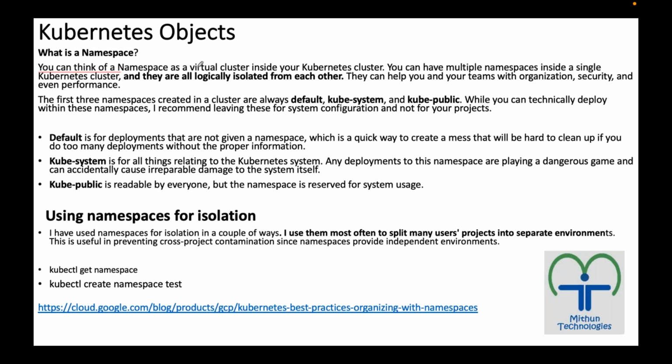So in Kubernetes, there is a concept called namespace. You can think of a namespace as a virtual cluster inside your Kubernetes cluster. Kind of like folders, a logical grouping. You can have multiple namespaces inside a single Kubernetes cluster. They are logically isolated from each other.